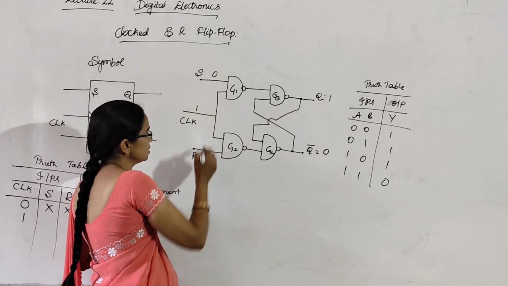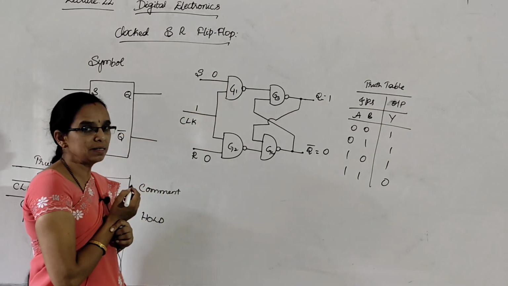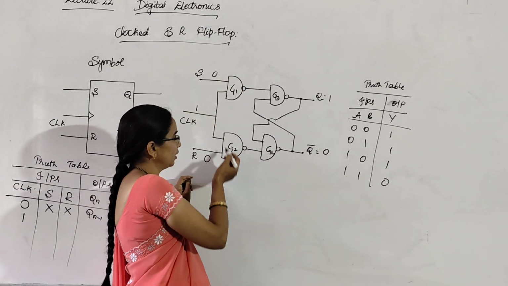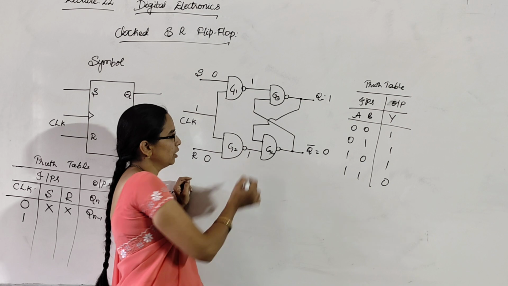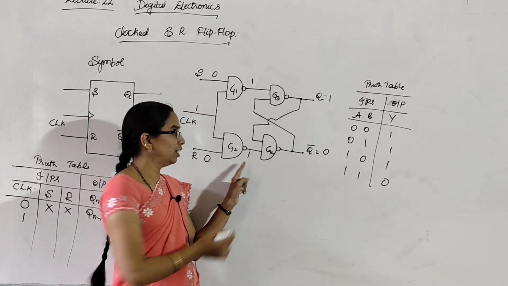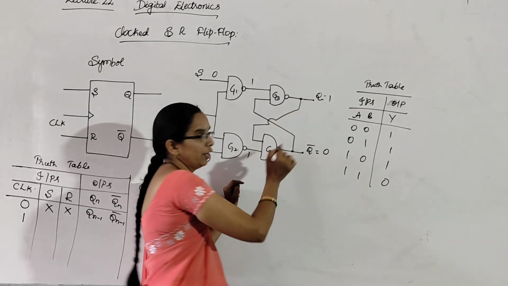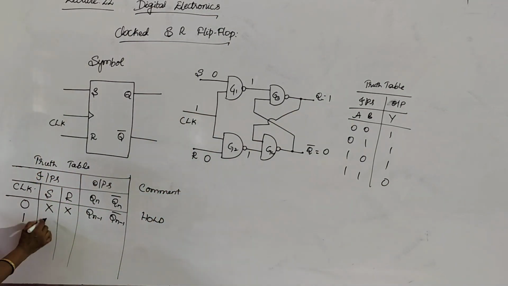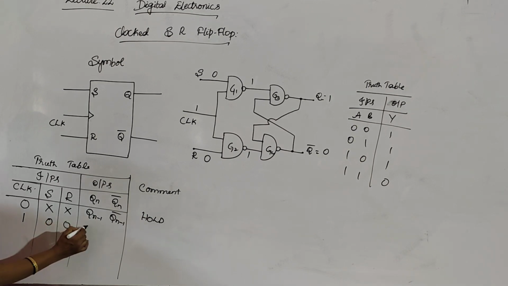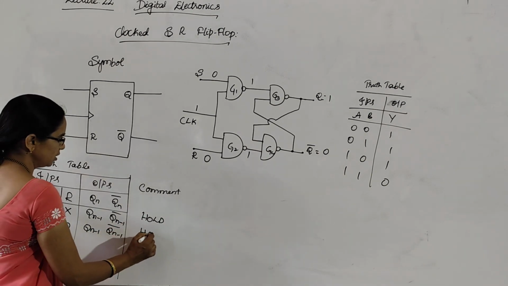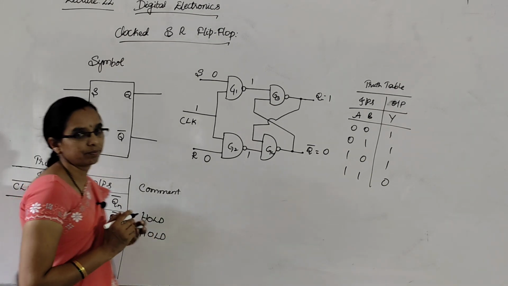I will make S is 0, R is 0. What happens? Same thing, right? Any one of the inputs of gate 1 and gate 2 is 0, in the sense the outputs of G1 and G2 will be 1, 1. Then again the same condition, it will go to hold state. When clock is 1, S is 0, R is 0, the same thing, Q remains in its previous state and Q bar also remains in its previous state.